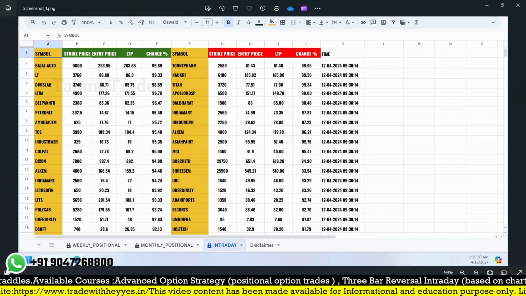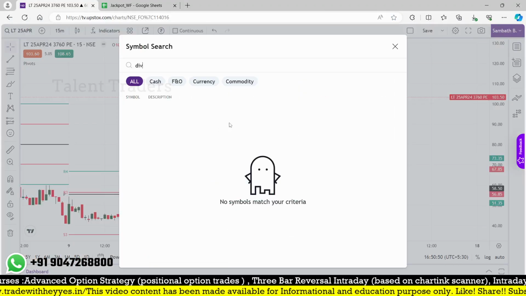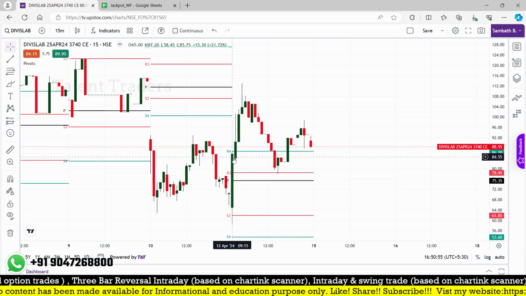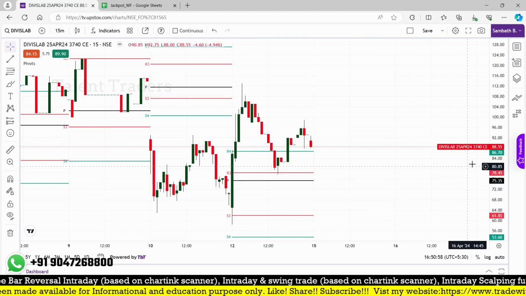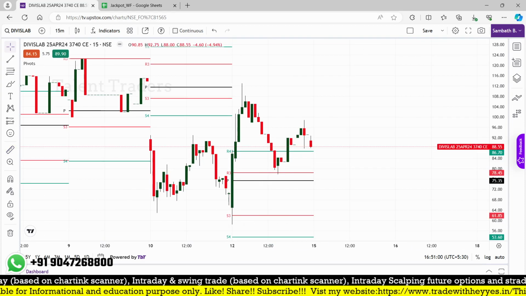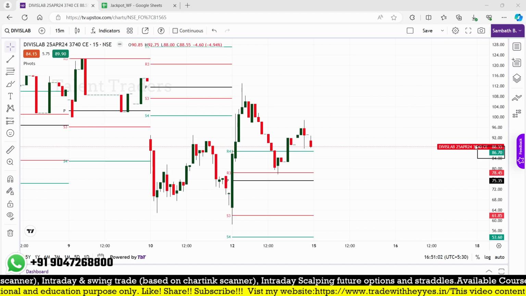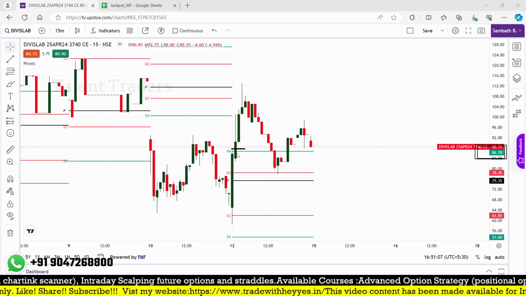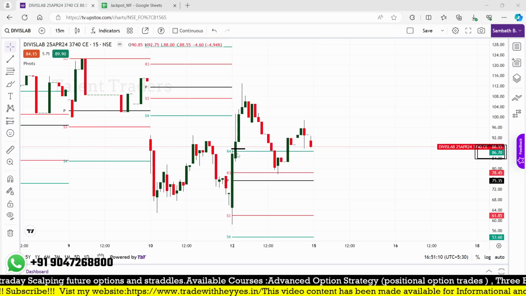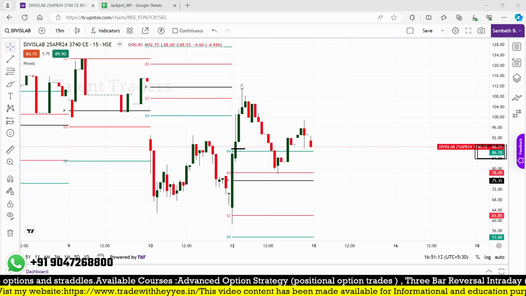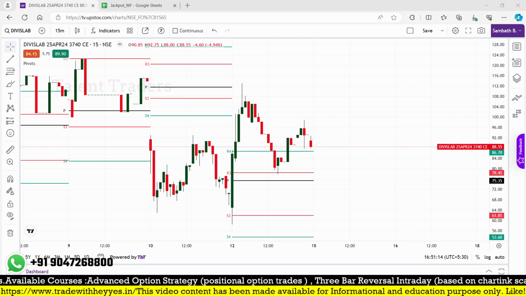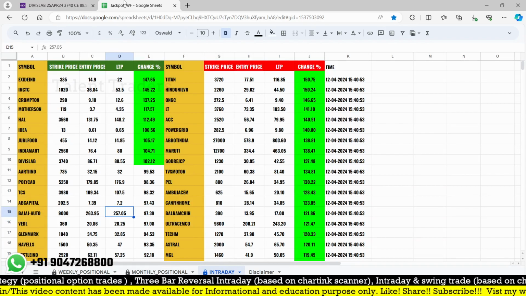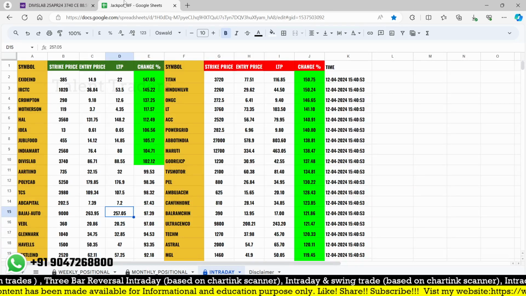And Divis Lab 3740 is the next one. In this case I'm looking at the Divis Lab 3740 call option. Here in the first candle itself the high is 87.2. The level for a breakout is 86.7, slightly less than our first candle high, but I simply ignore it because it is not satisfying our conditions. It moved to 116, but I simply ignored it. No problem, because I need to focus on 2 to 3 stocks per day, not take 10-15 stocks. That would not be good either.